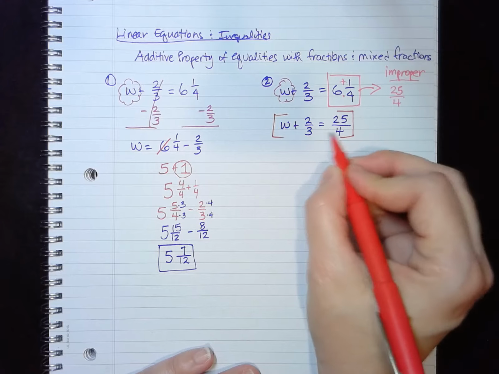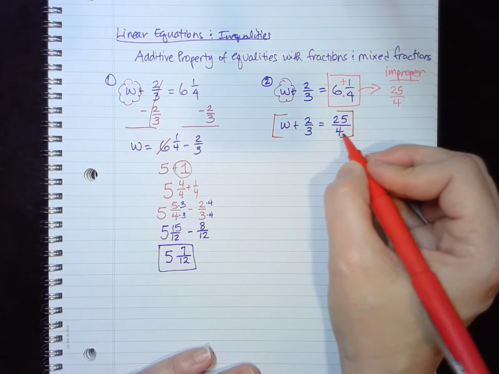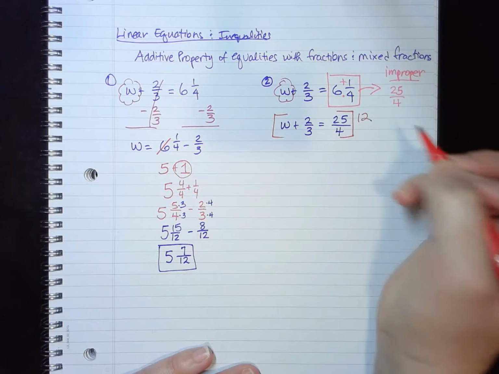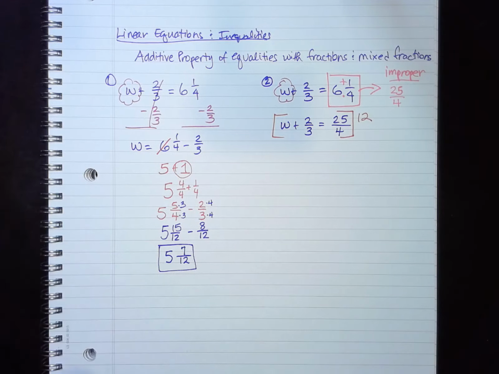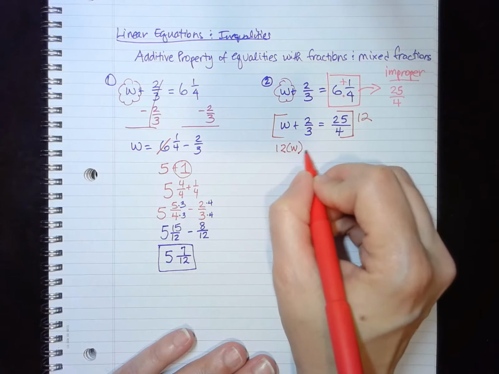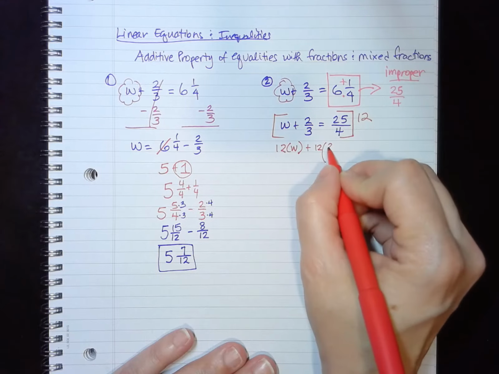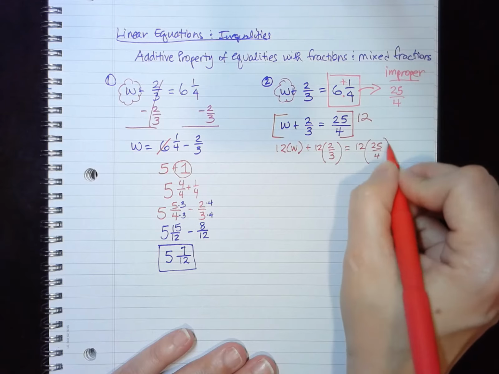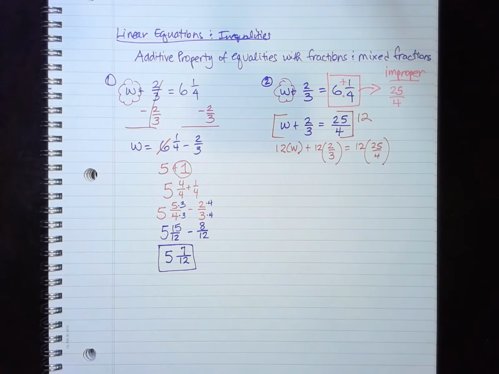Since I have a denominator of 3 and a denominator of 4, I'm looking for the number that 3 and 4 both go into. And that number is 12. They go into a lot of numbers, but you want the smallest one, 12. Okay? So now I'm going to multiply all the pieces of my equation by the 12. So I'm going to multiply 12 times the W plus 12 times the 2/3 equals 12 times the 25/4. And this is the technique that you should be using when your equations have fractions in them.